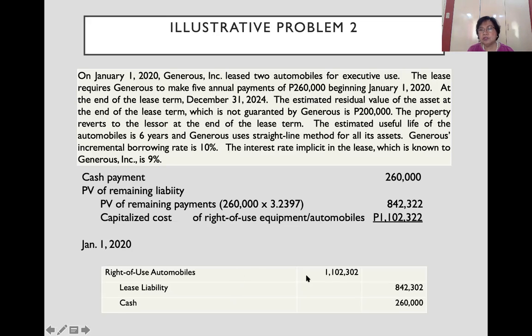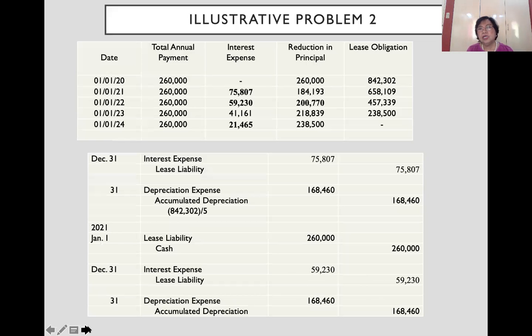Debit right-of-use automobiles, 1,102,302, credit lease liability, 842,302, and credit cash for 260,000. Therefore, we will be modifying our amortization table. So we start with 842,302 after making the immediate payment of 260,000.